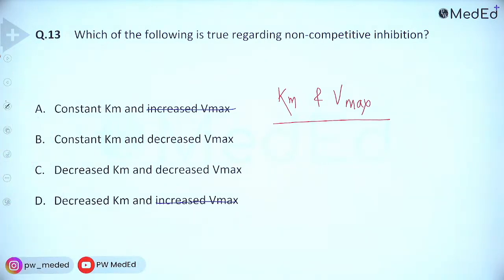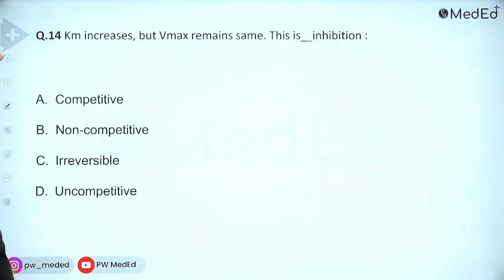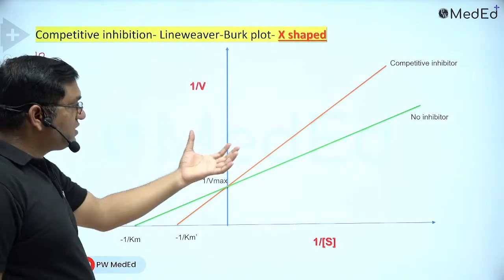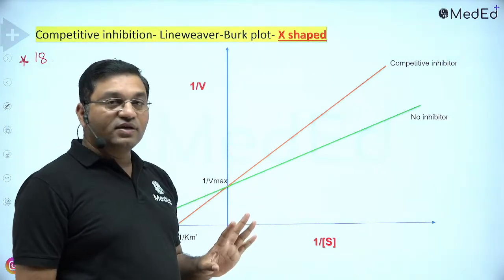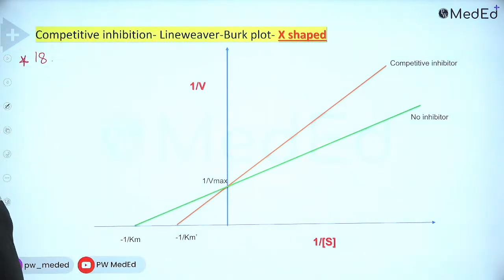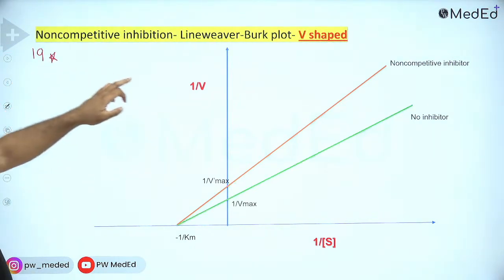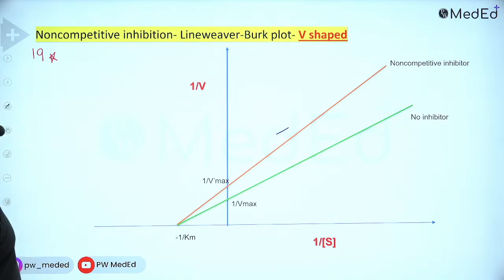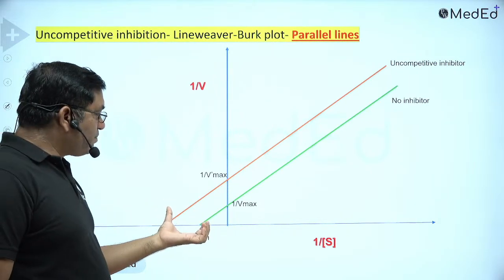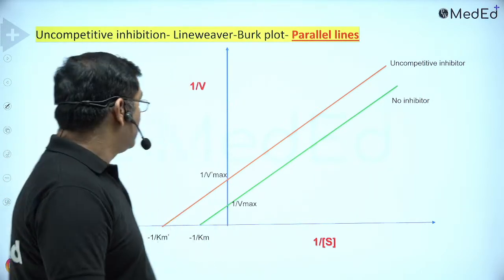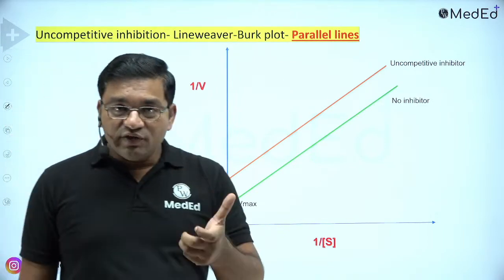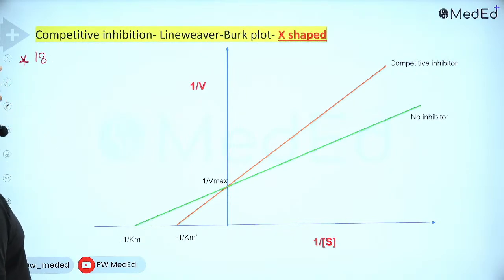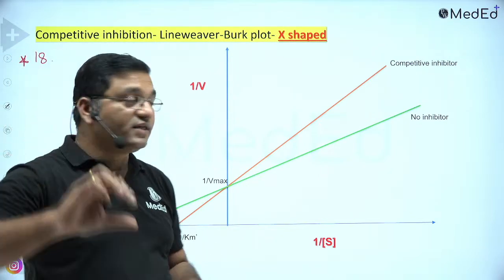ठीक है. Now remember this trick. See, whenever there is an X-shaped graph, if it is an image based question, this is the Lineweaver-Burk plot. Whenever there is an X-shaped graph, it indicates competitive inhibition. When it is a V-shaped graph, it is a non-competitive inhibition. And when there are parallel lines, it is an uncompetitive inhibition. So X shape, V shape and parallel lines: competitive inhibition, X shape graph; non-competitive, V shape graph; and uncompetitive inhibition, parallel lines.